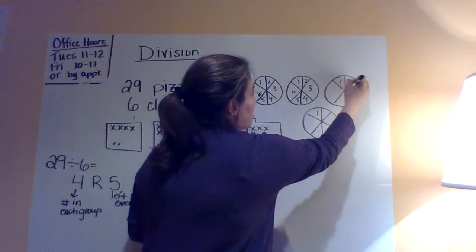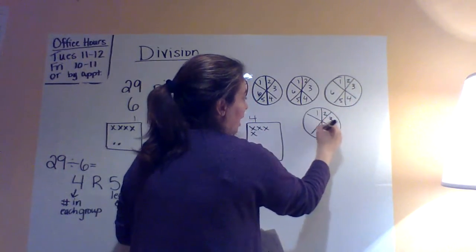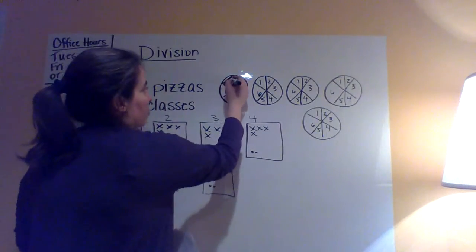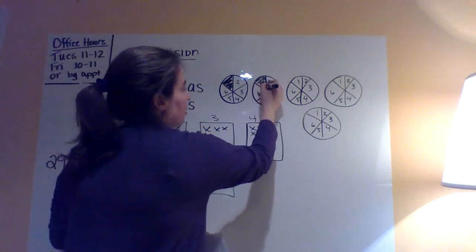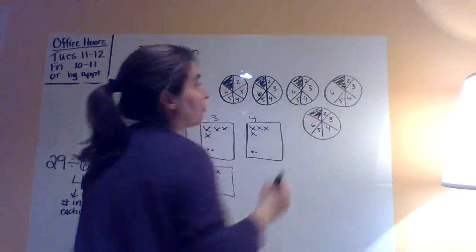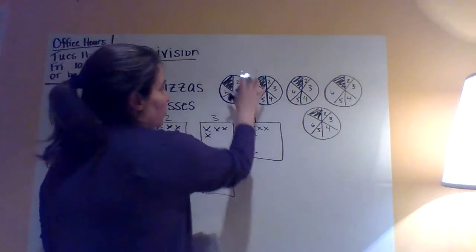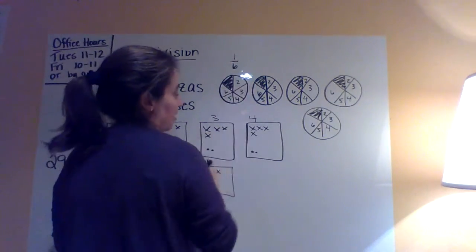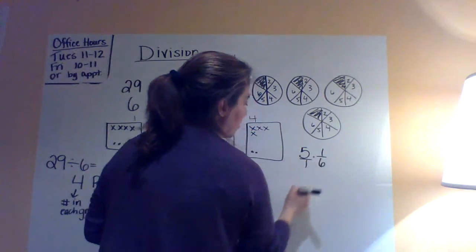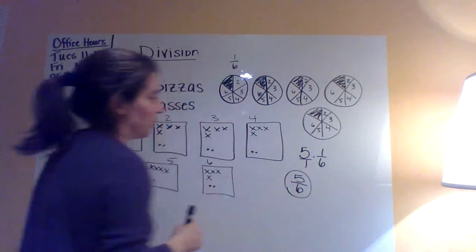They don't get a whole pizza because a whole pizza would have meant we had 6 to begin with and we only had 5. So let's look at class 1, for example. They get this one right here, and this one, and this one, and this one, and this one. They get 5 slices. Each slice is 1/6 of a pizza. So they get 5 times 1/6, right? They get 5/6 of another pizza.